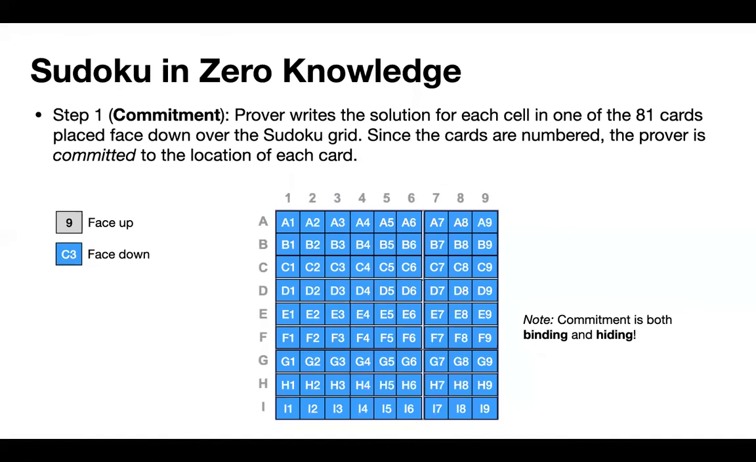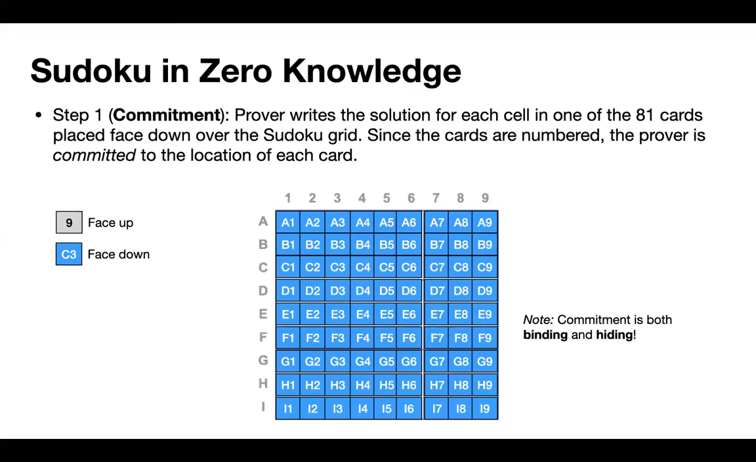So what I'll do is, the first step is called a commitment. Commitment means that I need to commit to the solution so that if you later ask me questions about the solution, I am not interactively changing the solutions. That would be cheating, right? So how do I commit? I have a little card for each cell of the Sudoku. And on the face of the card, I write the number that will go in that cell. And on the back of the card, I write the location.